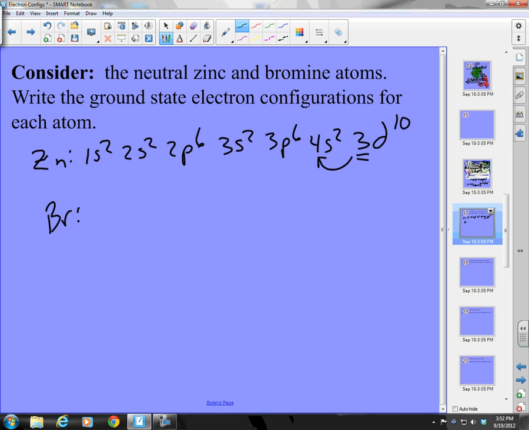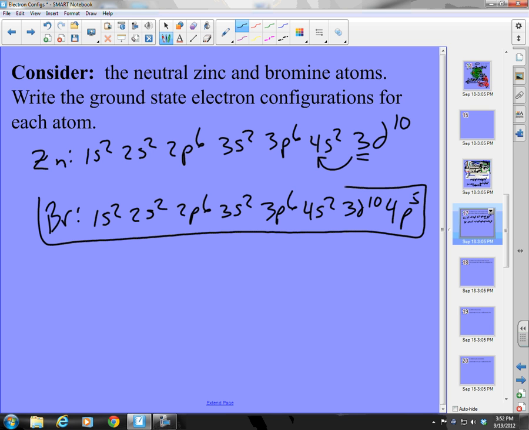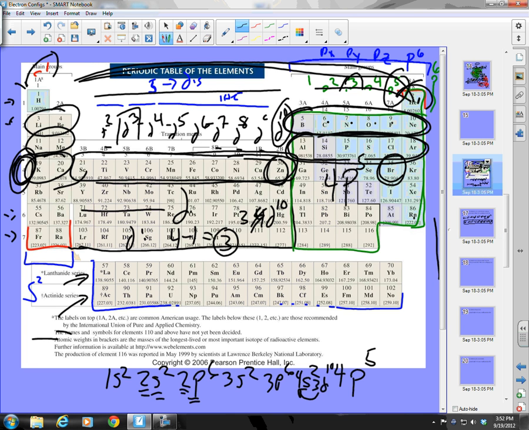Or to write that pretty, 1s2, 2s2, 2p6, 3s2, 3p6, 4s2, 3d10, 4p, what? 1, 2, 3, 4, 5. 4p5. Got it? And you notice I had to look at the periodic table and I counted my 4p5. Is that what we said here? Yeah, 4p5. That's a winner, winner, chicken dinner.